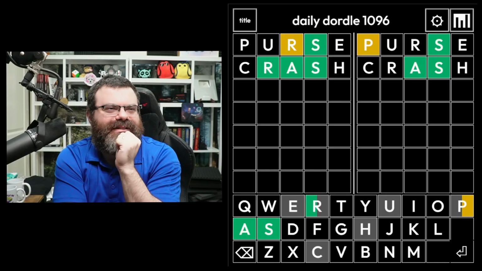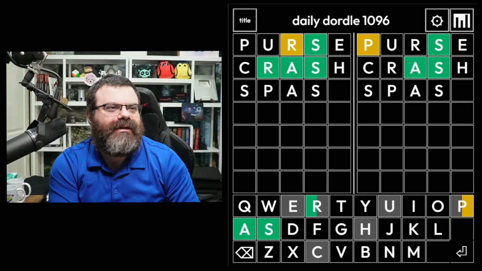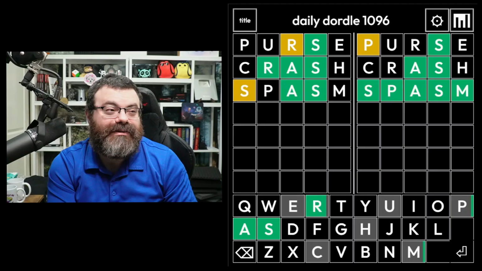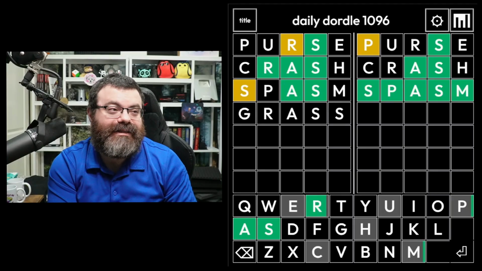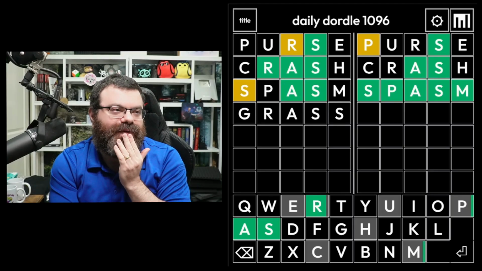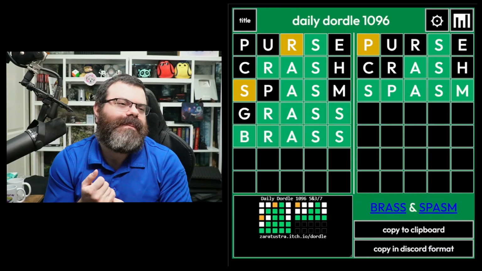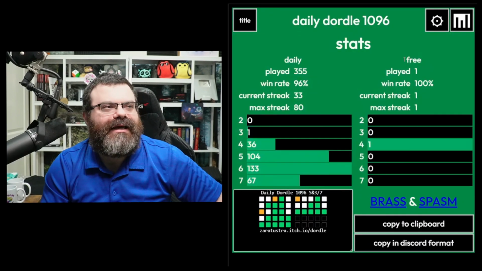I guess we could try to place the P. It makes me think of spasm. That's because that's the answer. Okay. We have 2 S's on the right as well. So it's something like grass. Crass is gone. Oh, crash was good. That removes crass. Fortunately, grass wasn't right, so we still have to try brass. Okay. Brass and spasm, not related today.